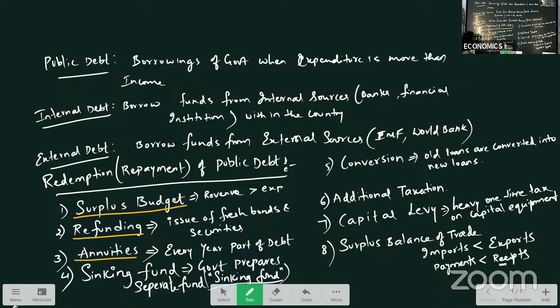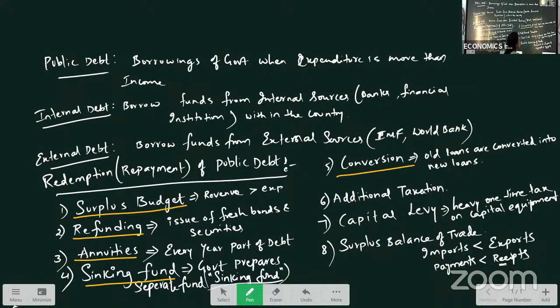Next, annuities. Annuities are amounts which are paid annually. Every year a certain amount will be used to pay part of the debt, like an installment basis. Next, we have sinking fund. Sinking fund means the government prepares a separate fund called the sinking fund. Whenever they receive public revenue, a certain amount will be transferred to the sinking fund. So this sinking fund is used to repay the debts.